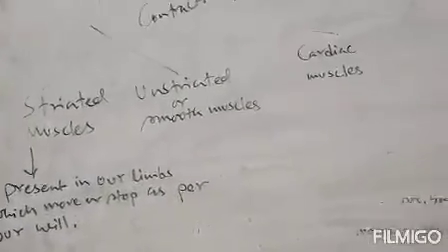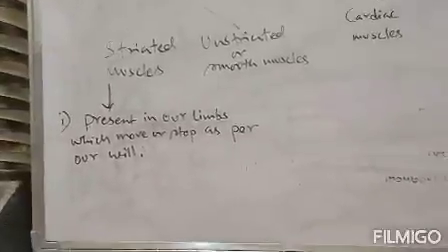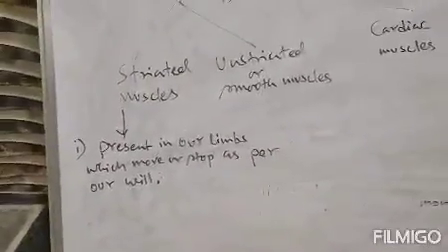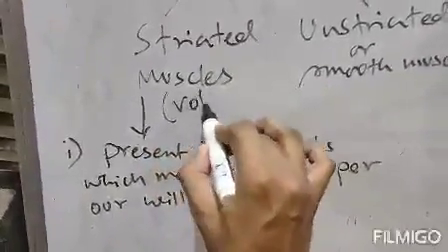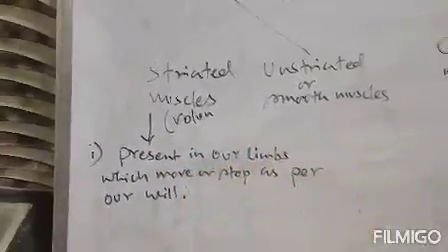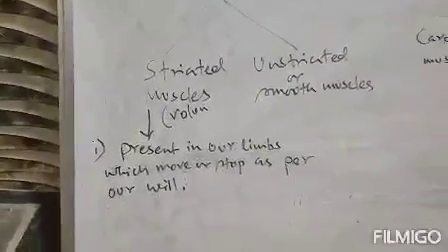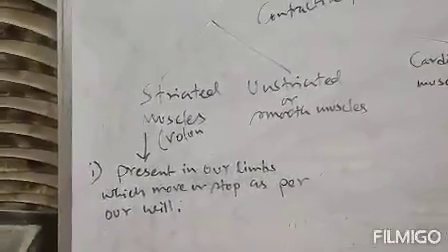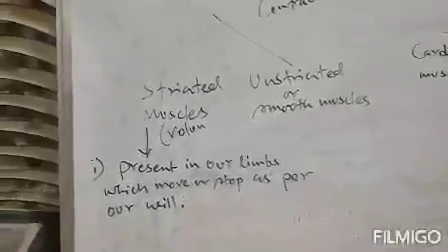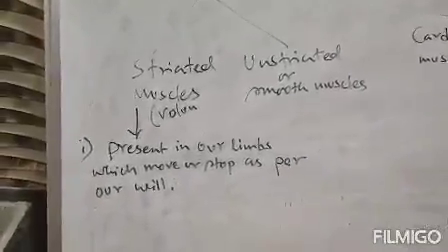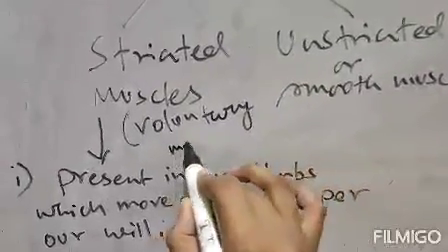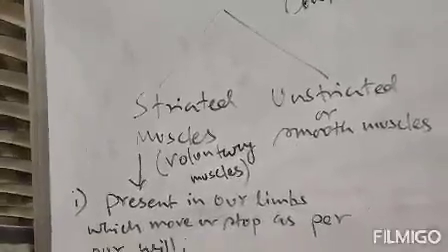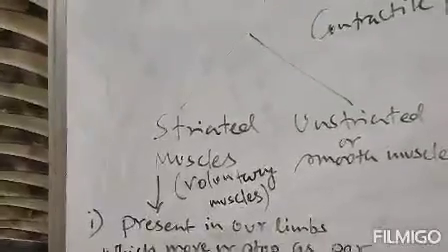As we can control these muscles, these striated muscles are also known as voluntary muscles. The control of their movement can be done by us. That's why they are known as voluntary muscles.